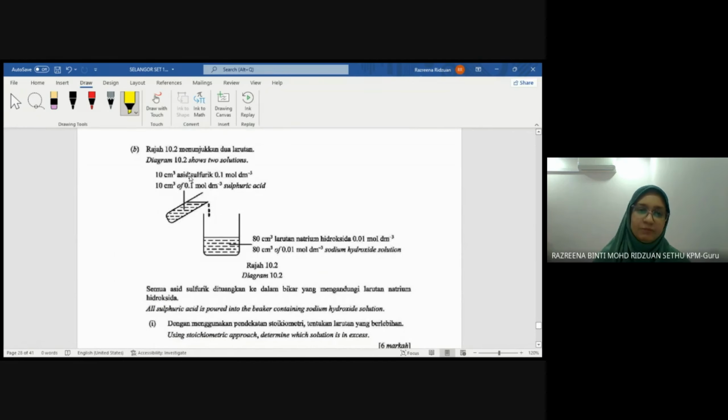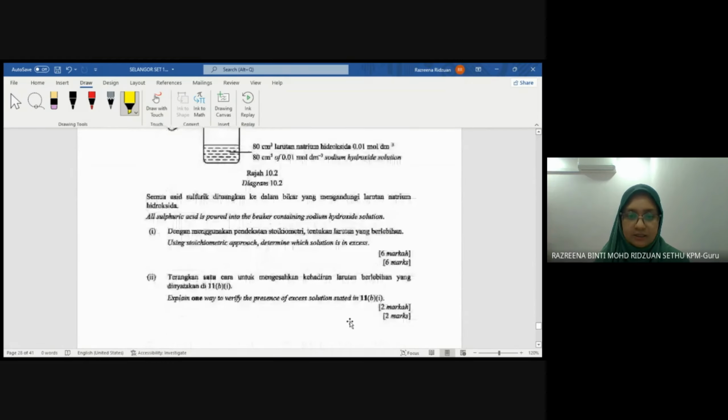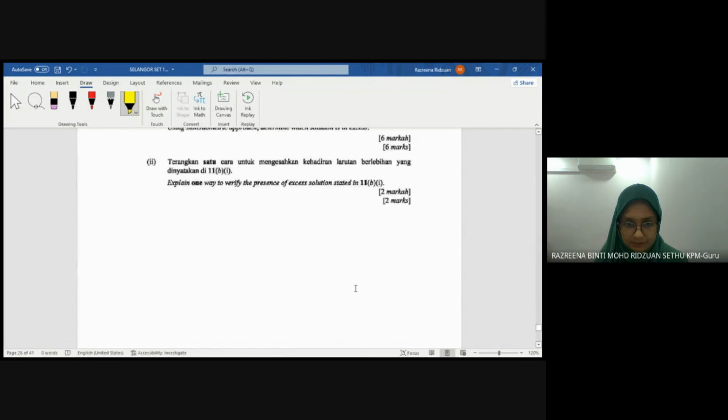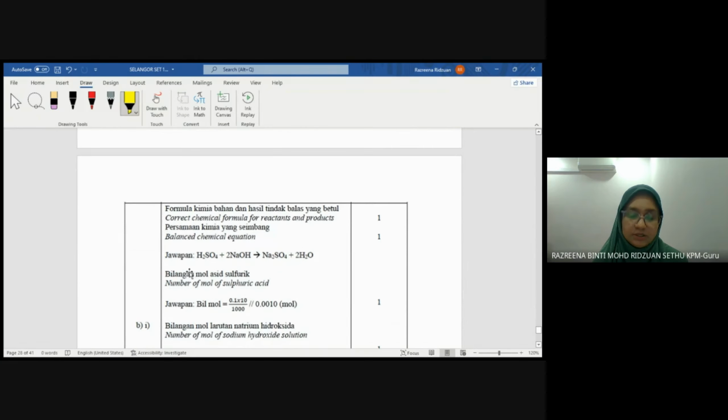Question B. Diagram 10.2 shows two solutions. You see here, sulfuric acid 0.1 and sodium hydroxide 0.01. Now, all sulfuric acid is poured into the beaker containing sodium hydroxide solution. Using stoichiometric approach, determine which solution is in excess. Now explain one way to verify the presence of excess solution stated in 11b1. First of all, let's write down the chemical equation first. H2SO4 plus NaOH, you get Na2SO4 and H2O.